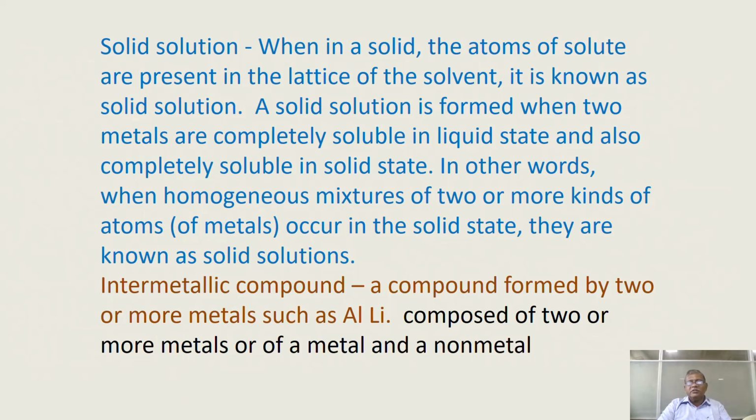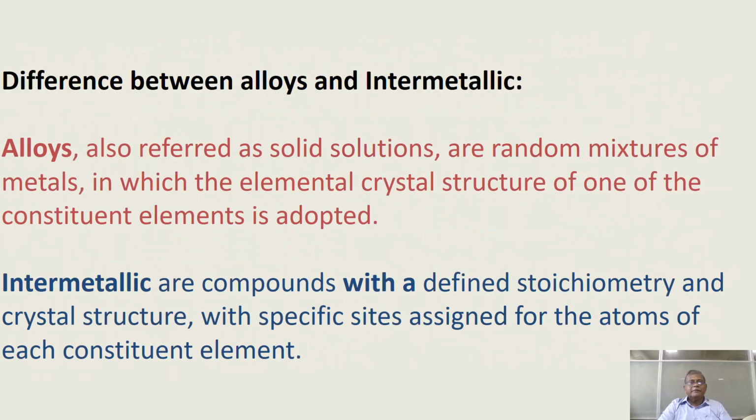A solid solution is formed when two metals are completely soluble in liquid state and also completely soluble in solid state. In other words, when homogeneous mixtures of two or more kinds of atoms occur in solid state, they are also known as solid solution. Intermetallic compound: a compound formed by two or more metals such as aluminum and lithium, composed of two or more metals, or metal and non-metal.